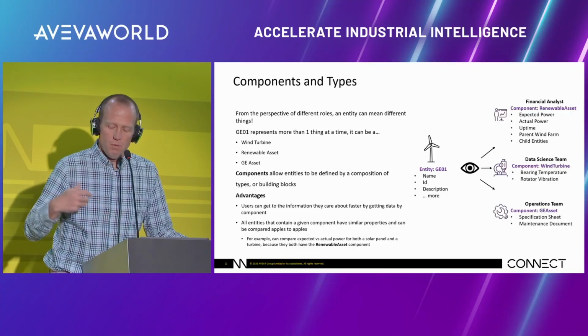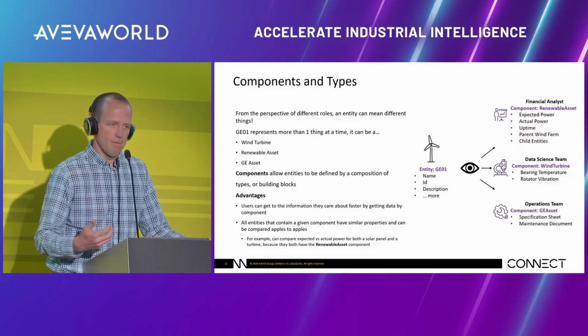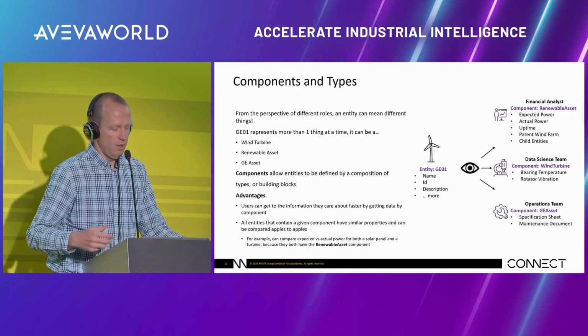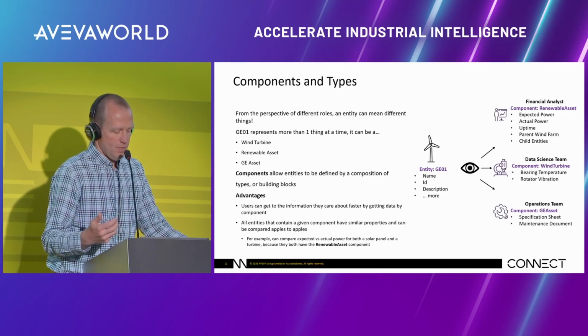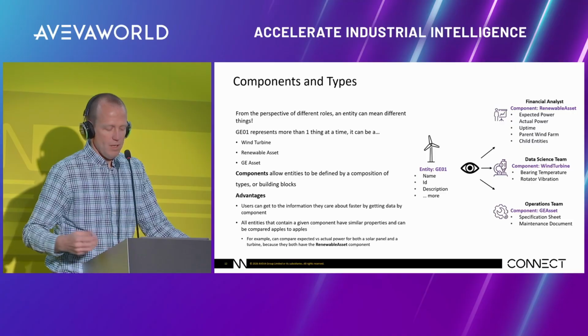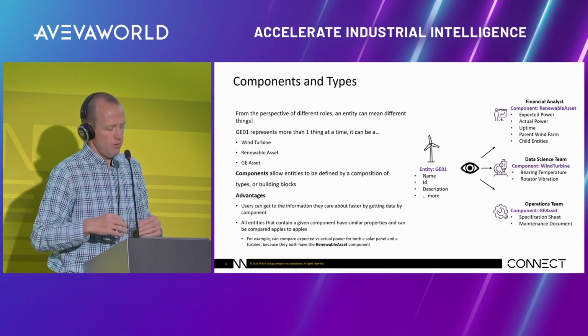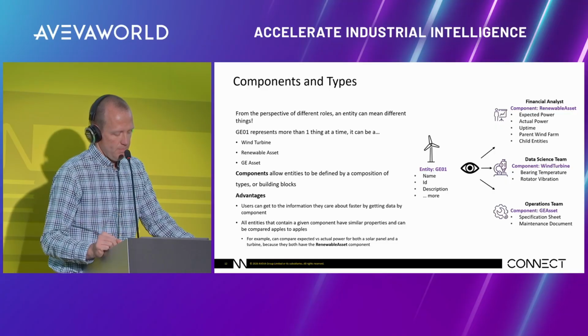If we look at our friendly wind turbine here, GE01, it can mean a lot of different things to different people. You can think of it as a renewable asset. You can think of it as a wind turbine. You might think of it as something that you have to do maintenance on. So you can take these different components, build them up together, and build your entity this way.